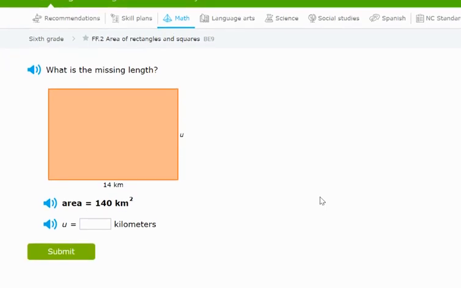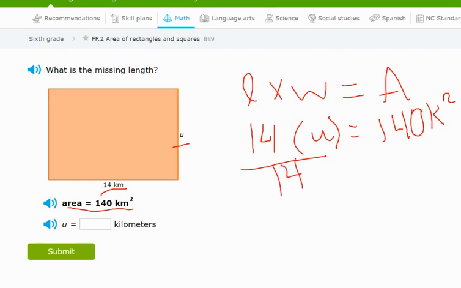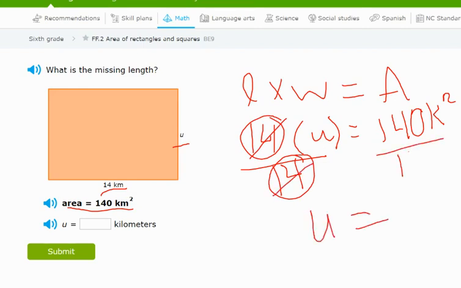And the next problem is similar. It says that we have length times width, which is equal to area, and it gives me the area 140 kilometers squared. And so here I've got 14 and U. So I've got 14 U is equal to 140. Now I can divide on both sides, divide by 14 because this is U times 14, and the opposite of multiplying is dividing. This gives me a 14 in the numerator and a 14 in the denominator, which cancels to give me one whole U. And if I divide by 14 here, that 14 and that 14 cancel, leaving me with 10 kilometers.